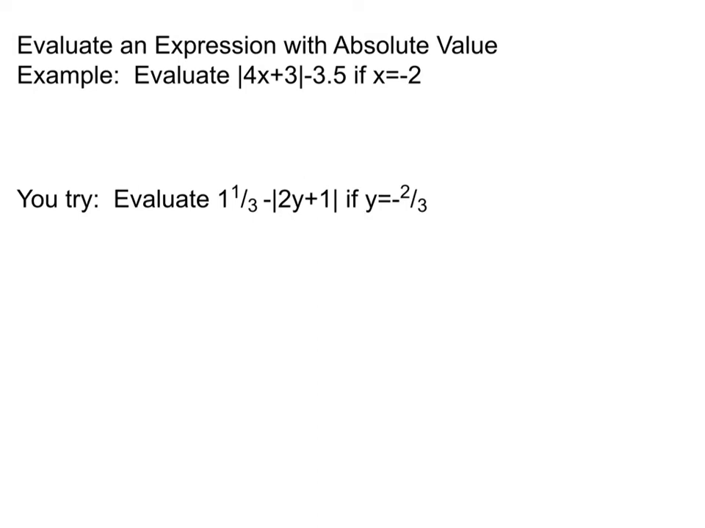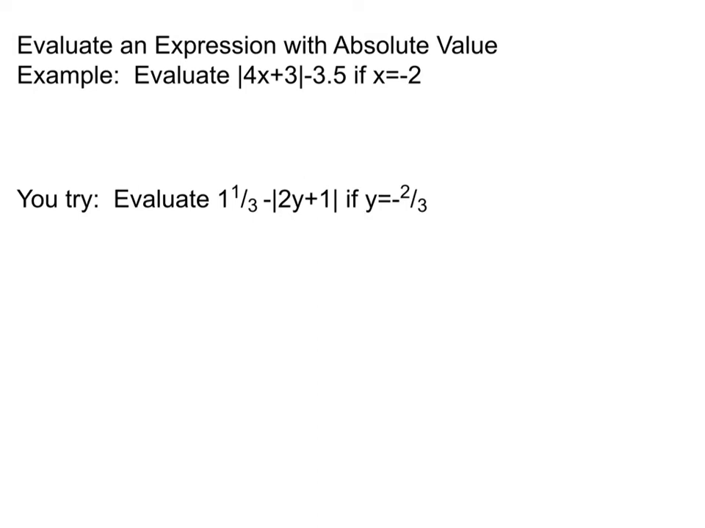So first example, evaluate. Those vertical lines are called an absolute value. So evaluate the absolute value of 4x plus 3 minus 3.5 if x is equal to negative 2. Before we do that, we kind of need to talk about what an absolute value is. An absolute value is just the distance a number is away from 0.